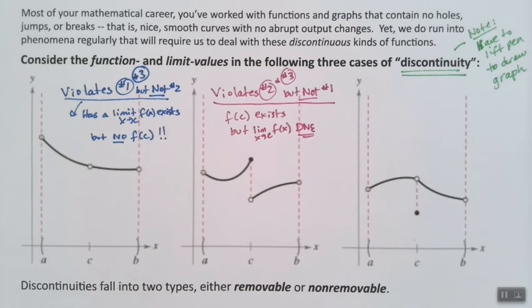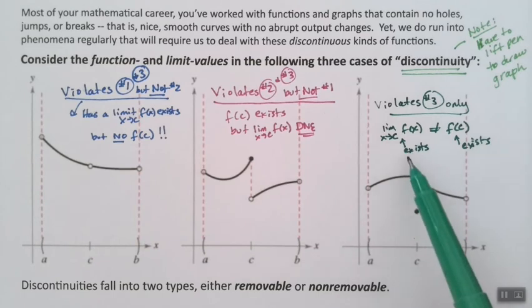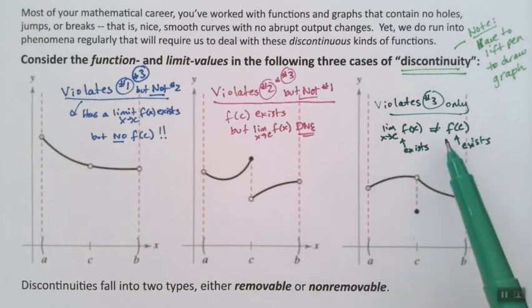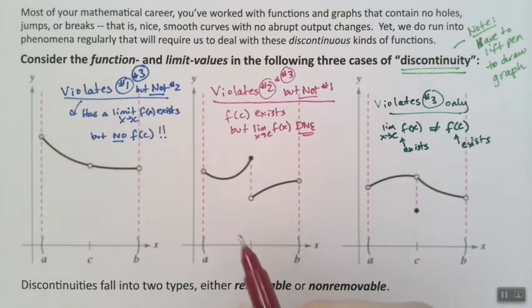Okay, so I have a function value right here, and I have a limit value right there. So the limit and the function value both exist. So 1 and 2 are okay, but 3 is not because they're not equal to each other. So this is violating condition 3, but not 1 nor 2. So even though the limit exists and the function exists, they're not equal to each other. So that's number 3. Now, this, like I said, the middle one is called a jump discontinuity.